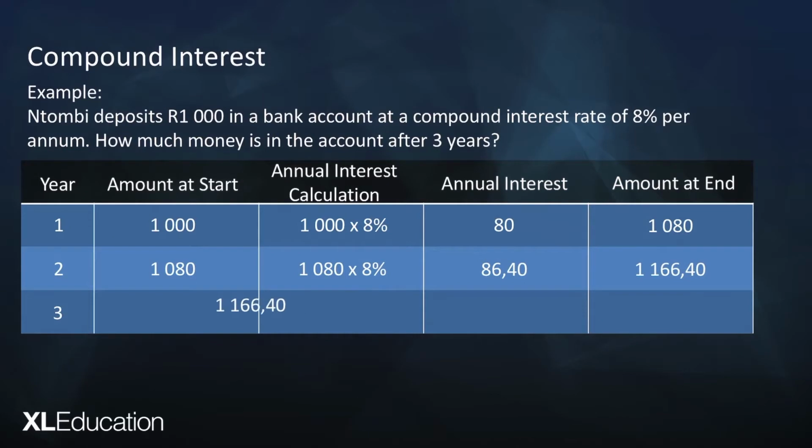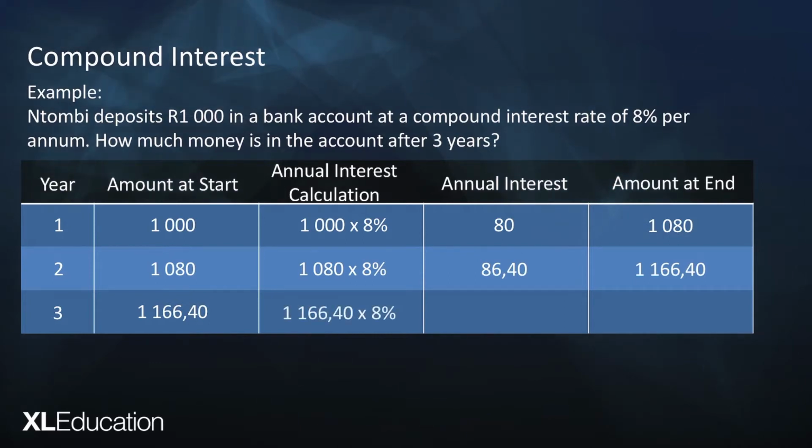Now, for year 3, exactly the same thing happens. The 8% interest is calculated on the amount in the account at the start of year 3. So it's 1,166 Rand 40 times 8%, and we get an annual interest of 93 Rand 31. So at the end of year 3, Ntombi has 1,259 Rand and 71 cents in the account.